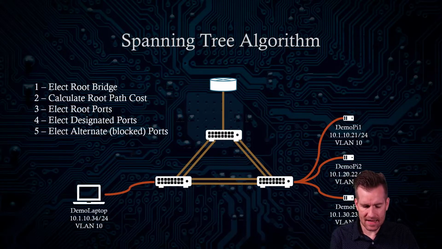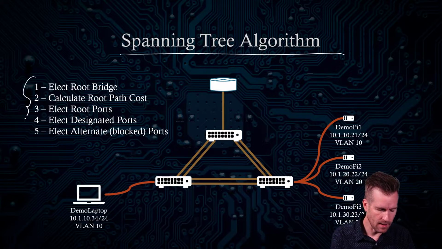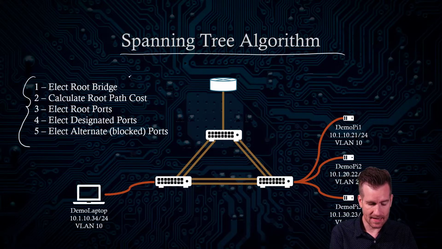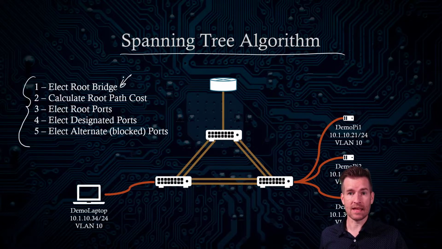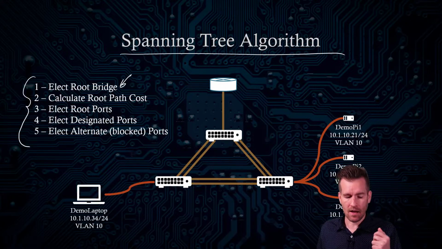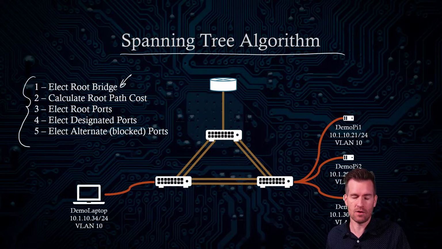So what does the spanning tree algorithm look like? Well, here are the steps right here. I've already talked about a couple of these steps. First thing that happens is it elects a root bridge. The root bridge, that is the essential winner, I guess, of this, is going to be the one with the lowest bridge ID. So that's where the bridge protocol data units come in.